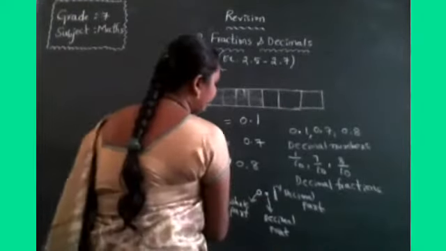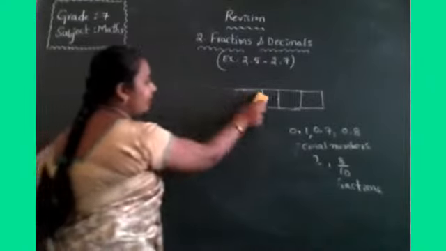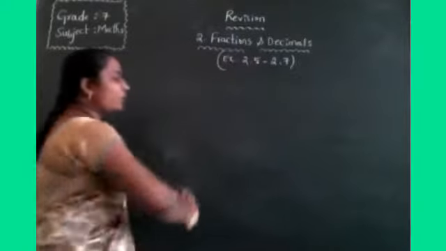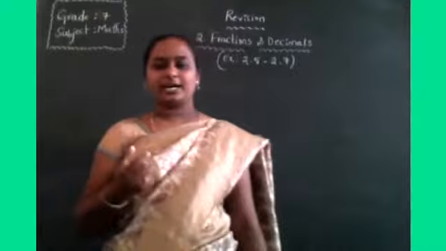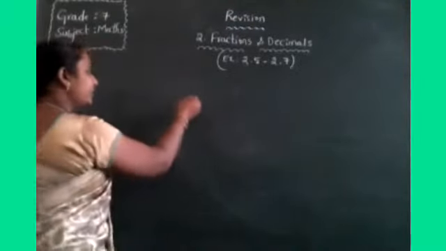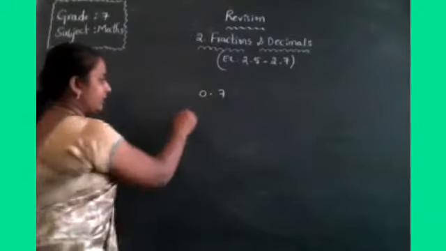Okay, suppose before the decimal point, on the left side, there is no whole number, no whole part. At that time what do you have to give? Very good. 0.